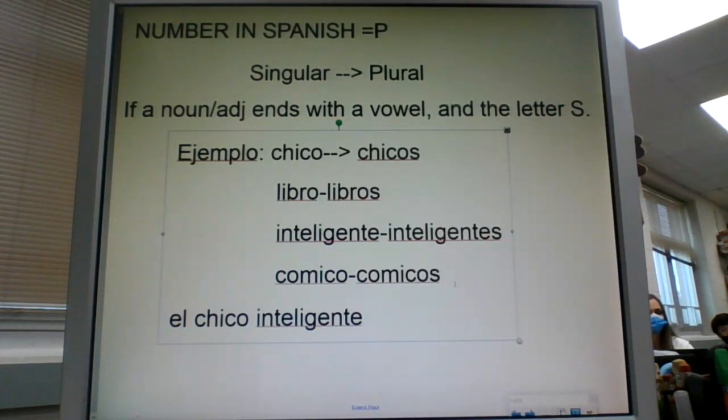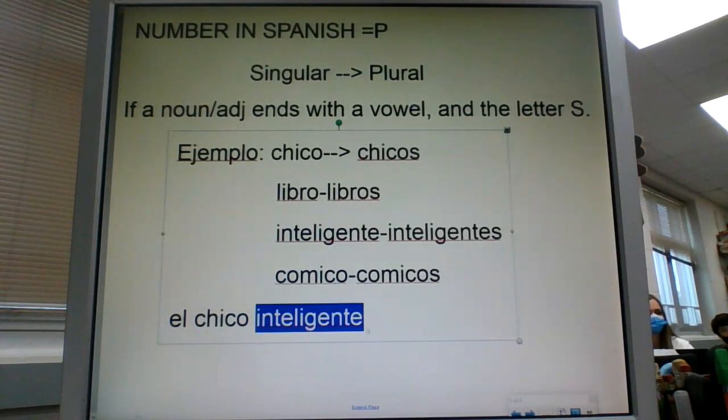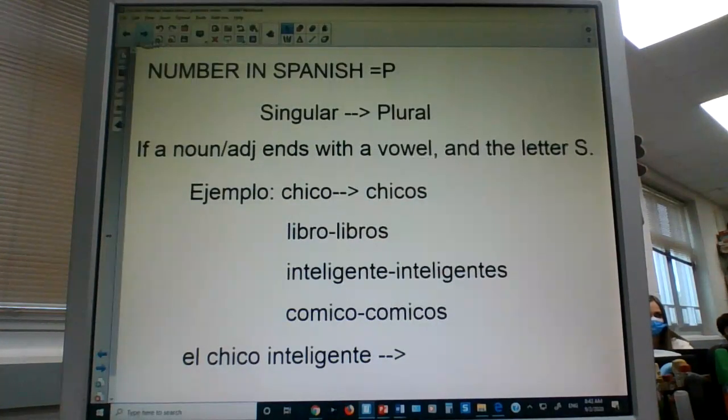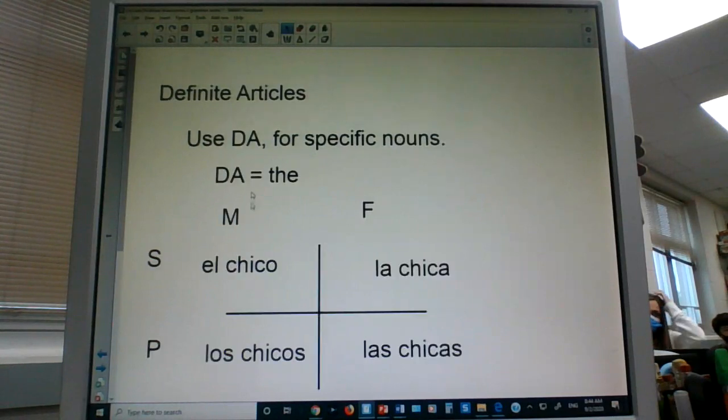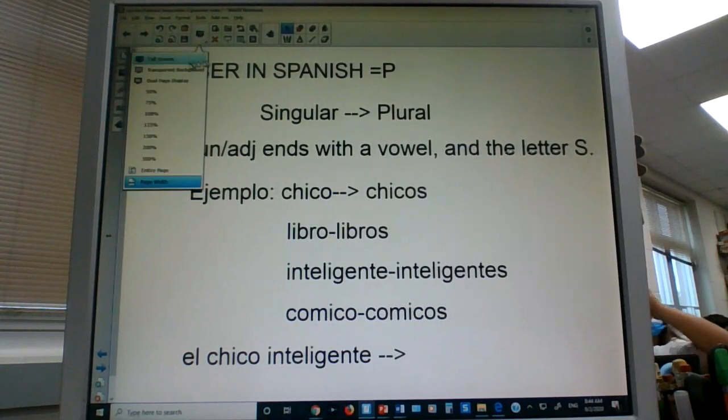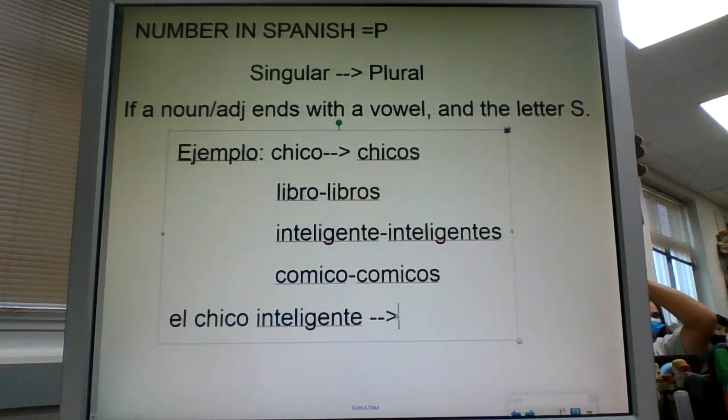The intelligent boy, yeah. Now that's another thing about Spanish, that we always have the noun before the description. That's how most languages do it. Okay, now here's where it gets a little complicated. El goes to what, by the way? What's the plural of el? We took the notes the other day about that. Yeah, el goes to los. I forgot about that. And then the biggest thing is los.